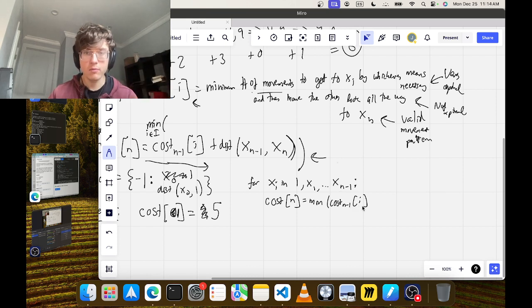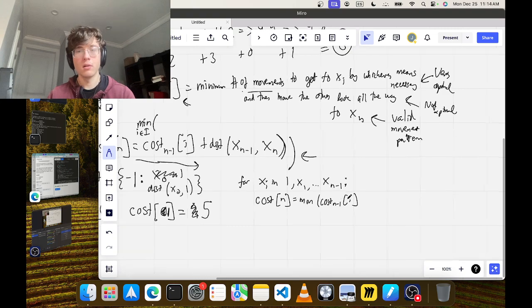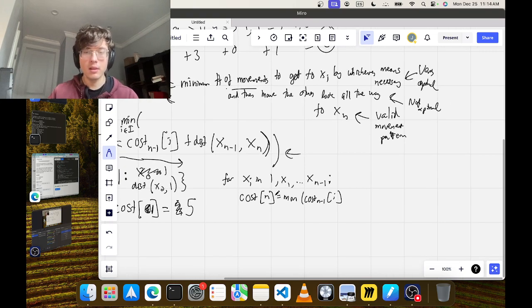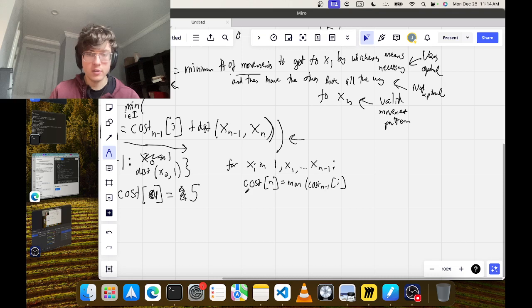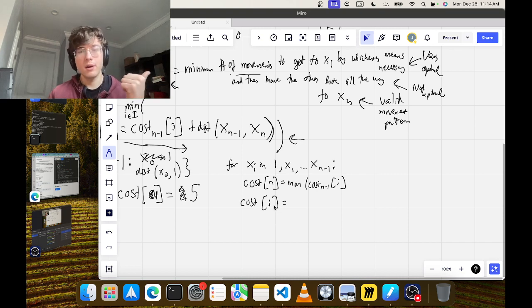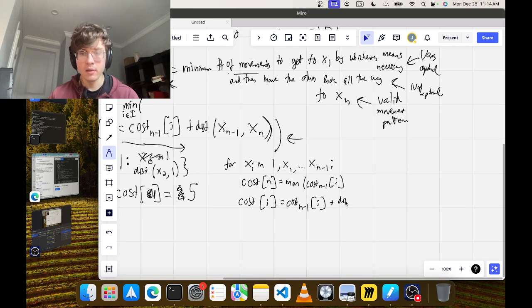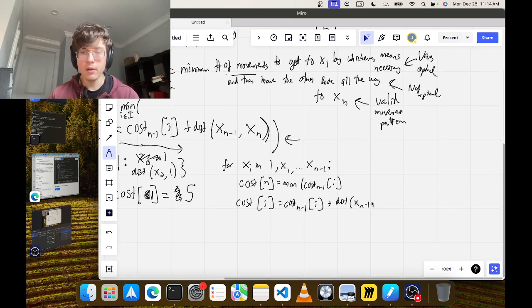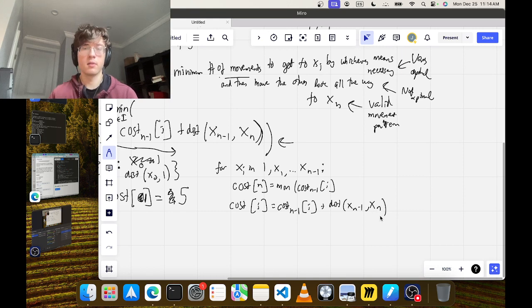So it's the minimum number of movements, like the previous value. Minimum number of movements to get to xi. We're still getting to xi, and then we're only moving to xn minus 1. So in order to update this, this is the one I'm currently talking about right now. In order to update cost of i, this is equal to the previous cost of i plus the distance between xn minus 1 and xn.